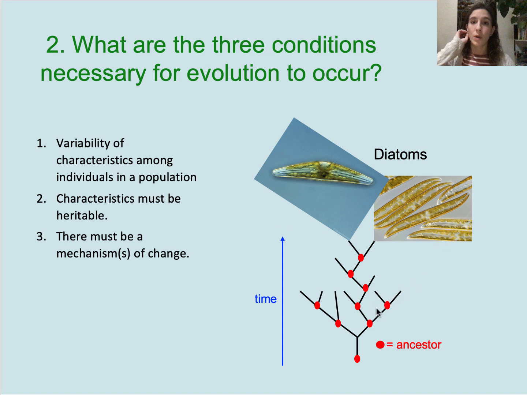A lot of these branches did not continue on. This represents extinct lineages, and this is what happens absolutely all of the time in evolution. Change in the environment might result in the extinction of some organisms, but other close relatives might live on. This happens quite a bit. So we've got these three conditions necessary for evolution to occur: variability of characteristics, heritability of characteristics, and a mechanism of change. Okay, let's move on.